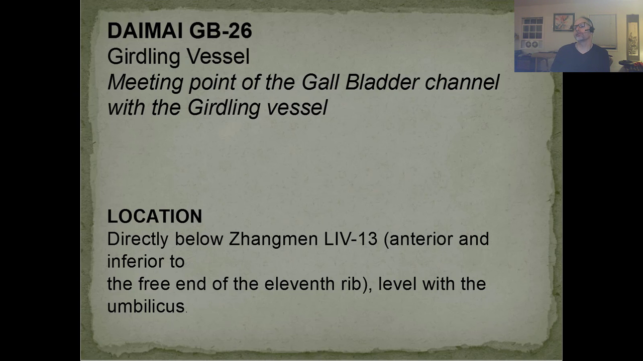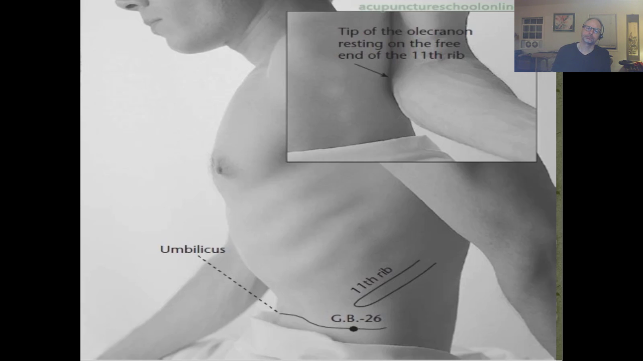Directly below liver 13, anterior and inferior to the free end of the 11th rib, level with the umbilicus. There's our slide. There's a little cheat in here. The tip of the olecranon resting on the free end of your 11th rib. So whenever you take your elbow and just simply place it right here on the ribs, where the tip of the olecranon actually rests is your 11th rib.